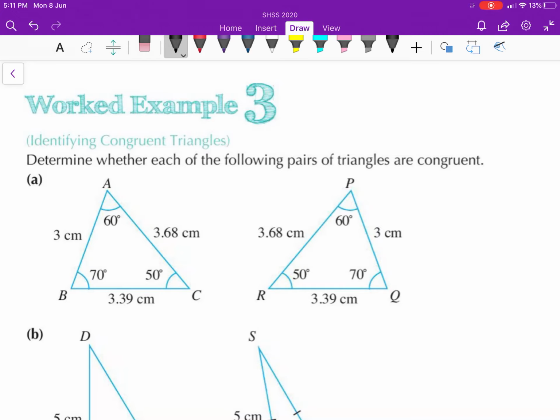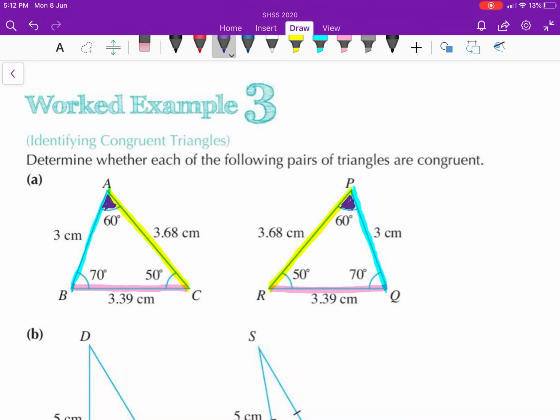Now, if you notice, this length, 3.68 cm, is the same as this length, 3.68 cm. Right? This 3 cm here is the same as this 3 cm here. And lastly, this 3.39 cm is the same as this 3.39 cm. Not only that, all the angles inside are the same. This 60 degrees, this purple color angle, is the same as this 60 degrees purple color angle.